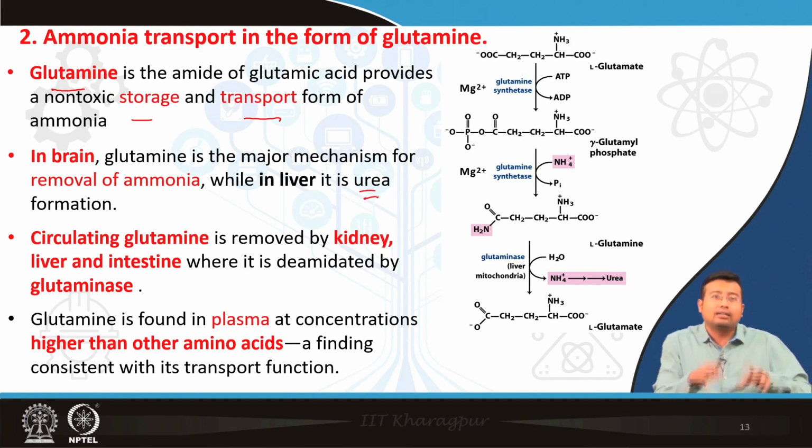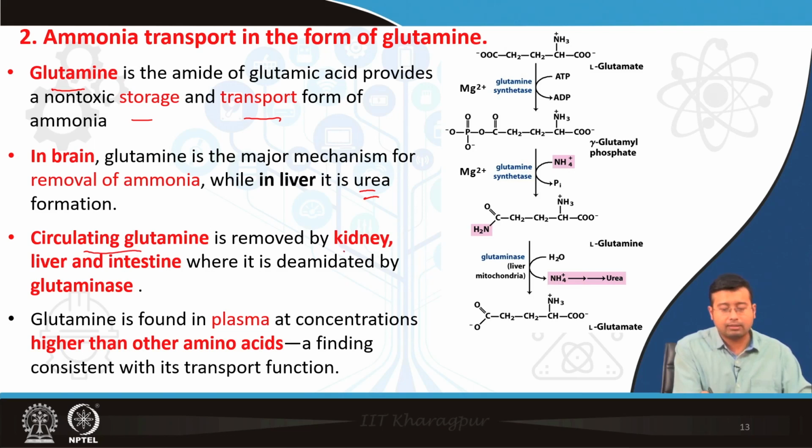So in the brain, glutamine is a major mechanism of removal of ammonia, while in the liver it is urea formation. When a nitrogenous product reaches the liver, we can now extract the ammonia to produce urea, but in the brain the urea cycle does not happen. So in order to get rid of the ammonia, it is trapped in the form of glutamine and it reaches the circulation.